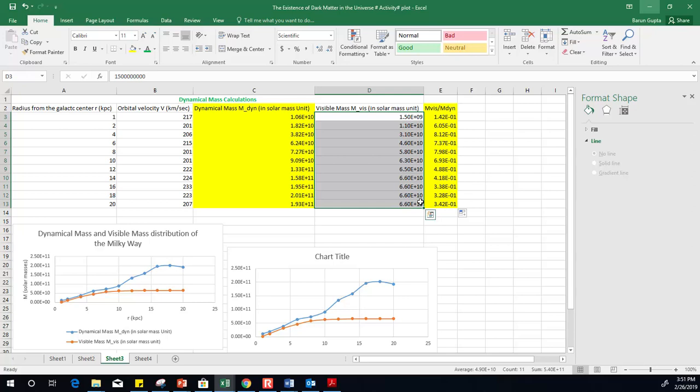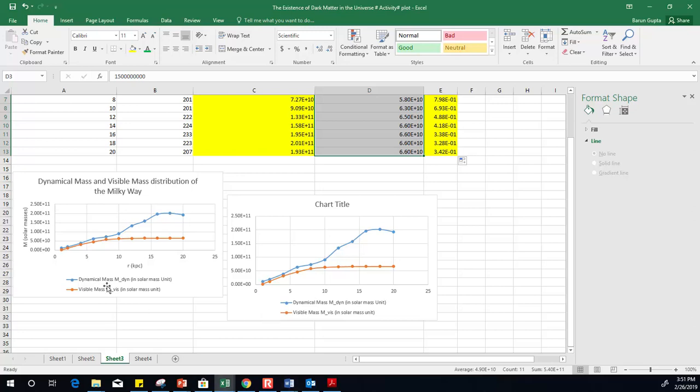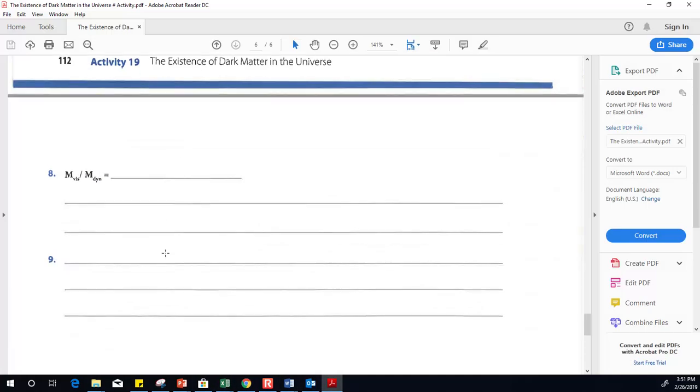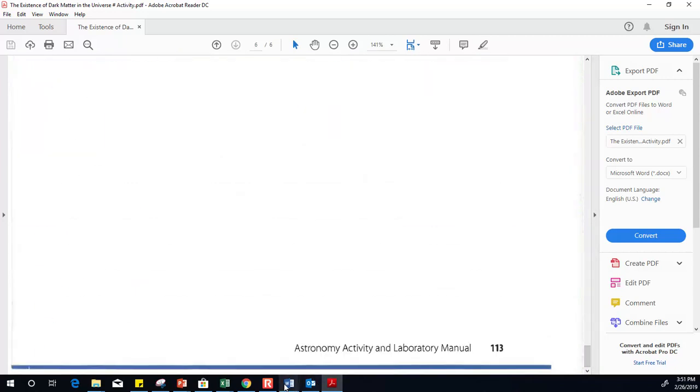When you take a photograph, the cameras are sensitive only to certain things, but there could be other masses which the camera has not detected. So the dynamical mass, which is calculated from the velocity, is always greater than the visible mass, because the camera might not be sensitive enough to detect all the other mass, which we call dark matter. Then on number 9, you have to read this paragraph and answer these questions.